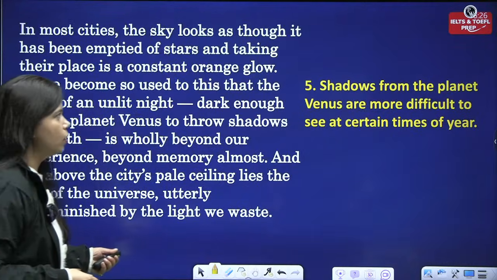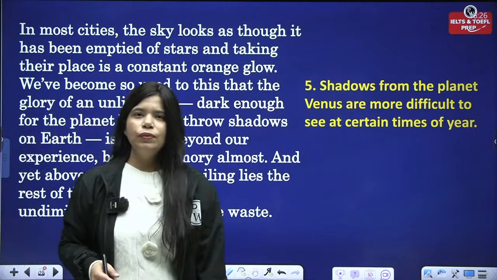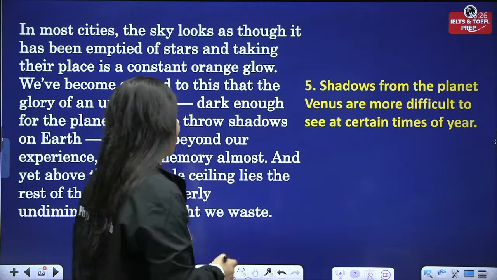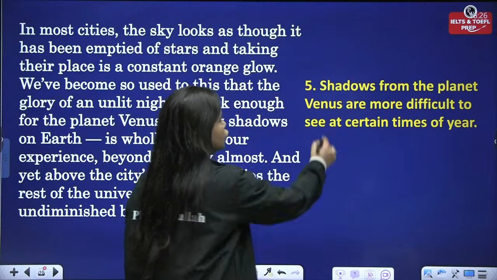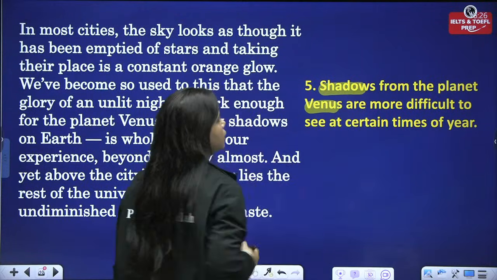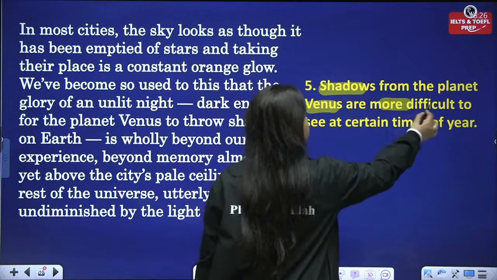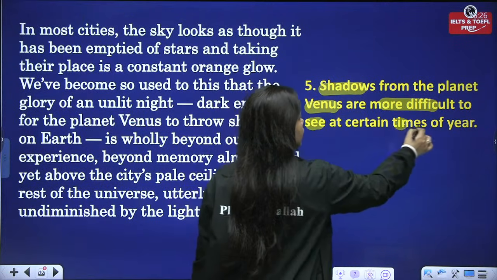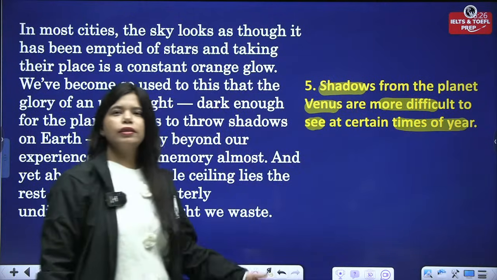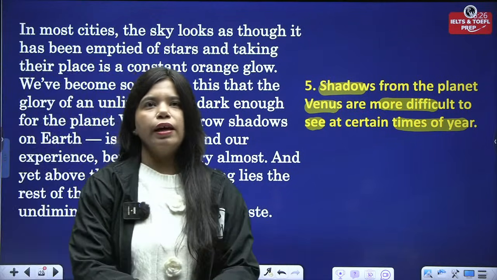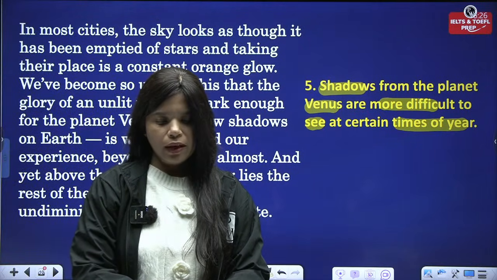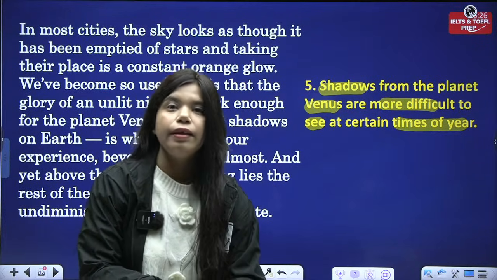Here you go. For this one, okay, let's highlight. So let's read the question together. It says, shadows from the planet Venus are more difficult to see at certain times of year. Just see if it's written or not. I'm giving you 2 minutes for that, and we'll check your answers at exactly 4:28. Off you go.